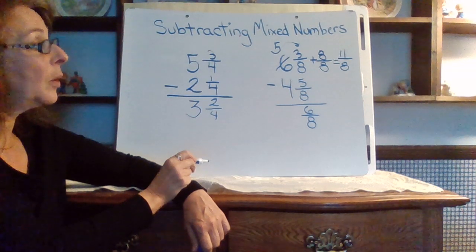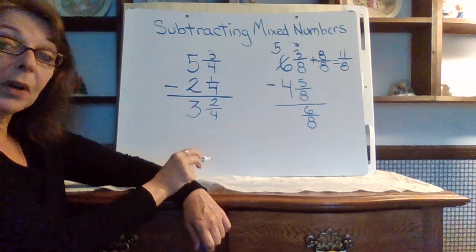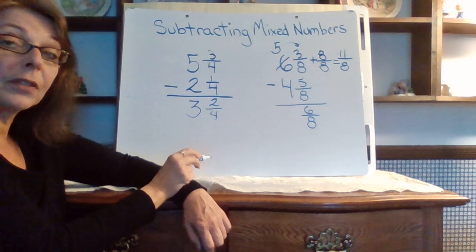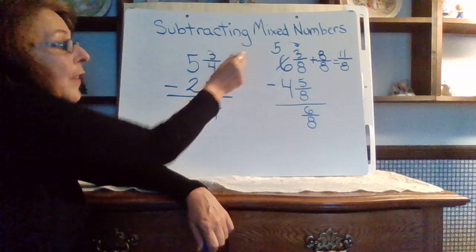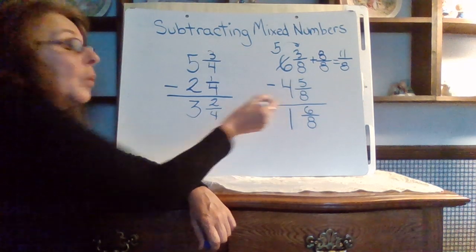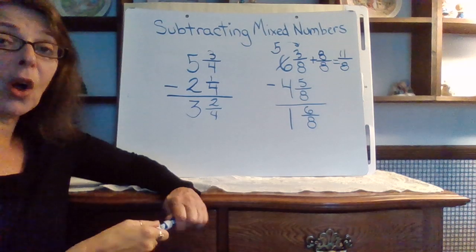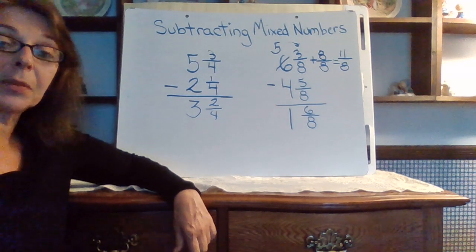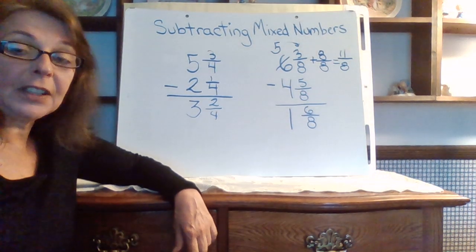Now I can subtract my whole number. Remember, we had to take one away from the 6. We had to borrow from the 6. So I have 5. Now I can subtract 5 minus 4, and I get 1. So that's all there is to subtracting mixed numbers. Hopefully, this video helps.